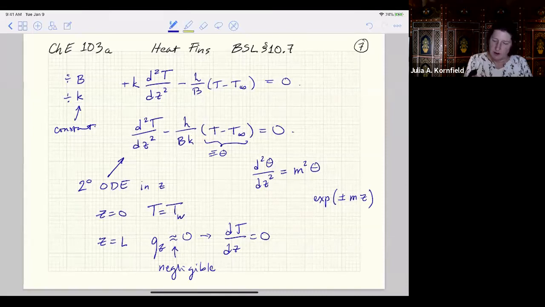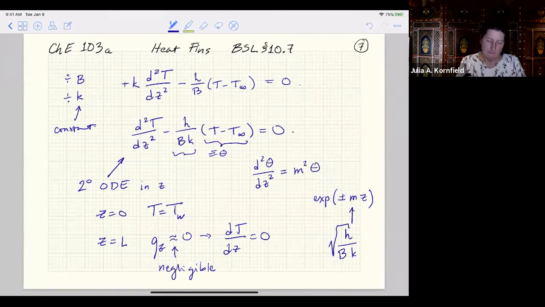And you differentiate it twice, brings out 2 powers of m. You have this coefficient out here that's the square of the multiplier on z. And so that suggests that we define m squared to be h over bk, or m is the square root of h over b times k. So if we do that, it makes the math very convenient, easy to write out.